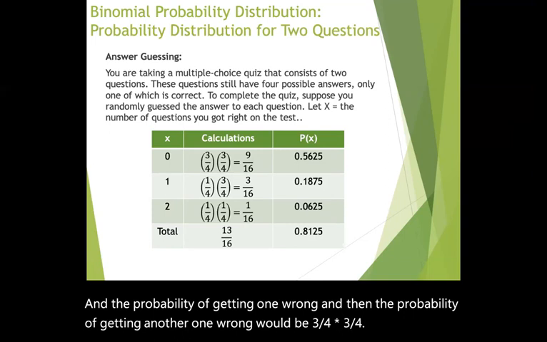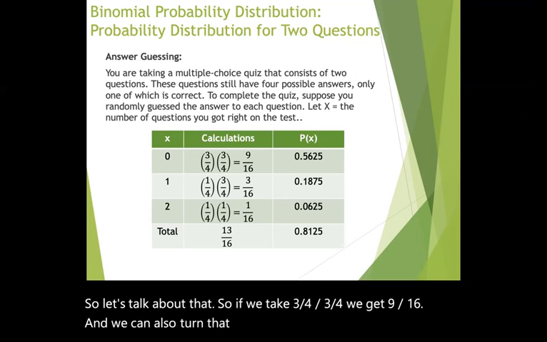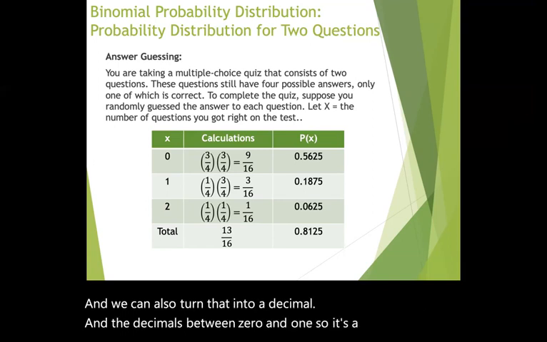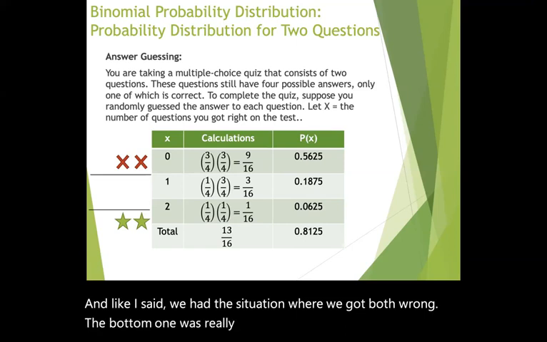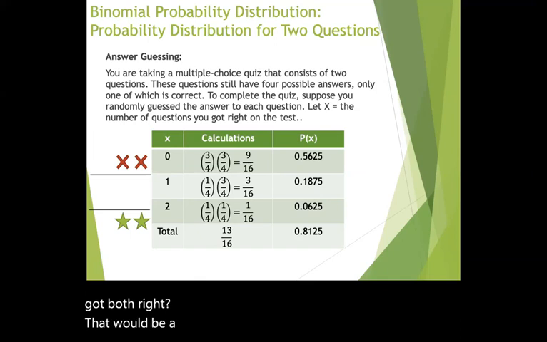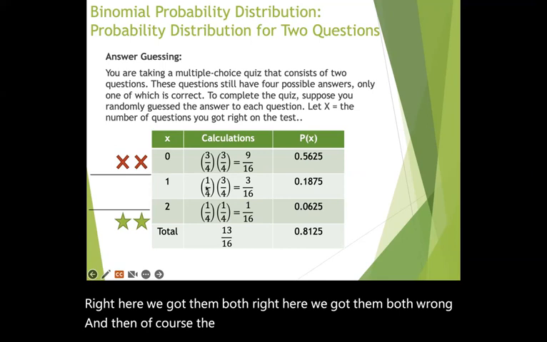So let's talk about that. If we take 3/4 times 3/4, we get 9 over 16. And we can also turn that into a decimal. The decimal is between 0 and 1, so it's a probability. And like I said, we had the situation where we got both wrong. Now, the bottom one was really easy. What would the situation be if we got both right? Well, that would be 1 out of 4 times 1 out of 4, so 1 out of 16. So right here, we got them both right. Here, we got them both wrong. And then, of course, the middle is we got 1 right and we got 1 wrong.